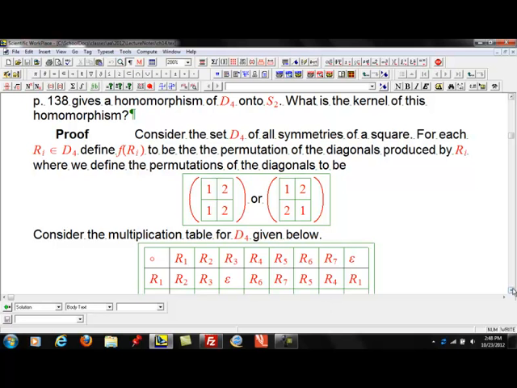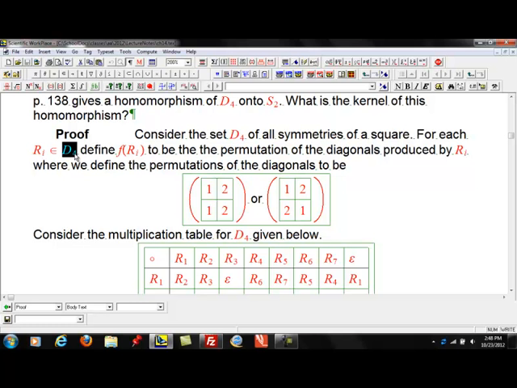Any questions on that? Any other questions on that? That's the dihedral group D4, and it's all the symmetries of a square. You can rotate your square, and you can flip it across diagonals.